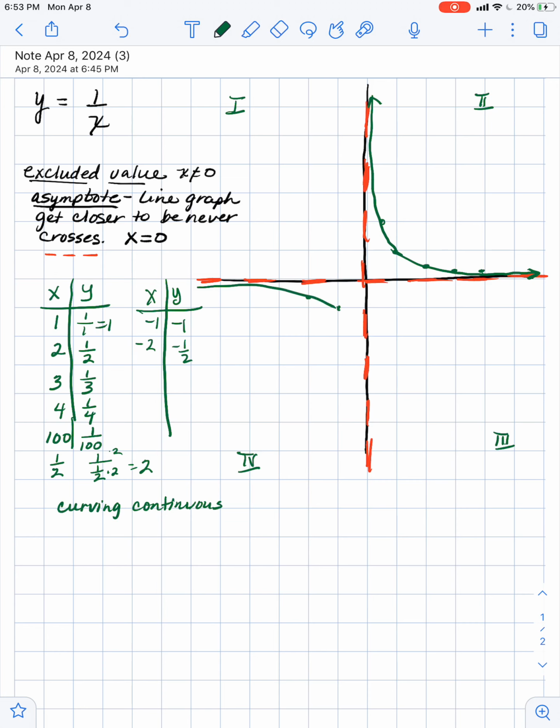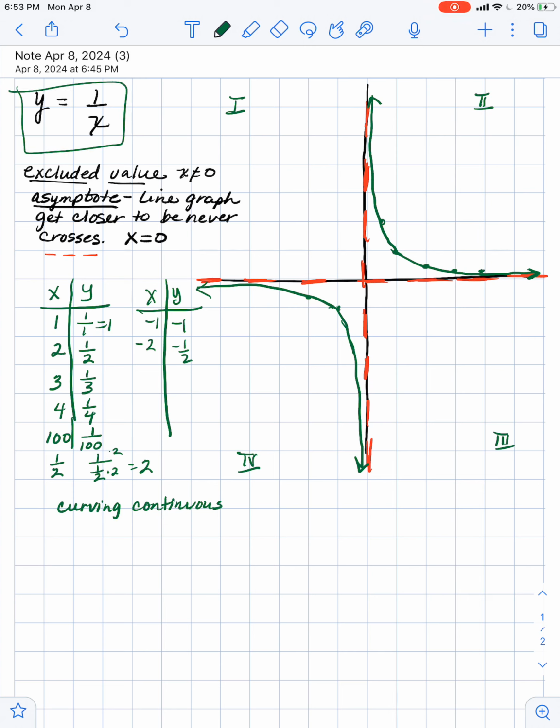And again, whoops, I didn't mean that to be so jumpy there. Let me see if I can make it just a little bit better. So curve it. There we go. Something like that. So there's what your graph's going to look like. That is the graph, and that's all you need to do for y equals 1/x.